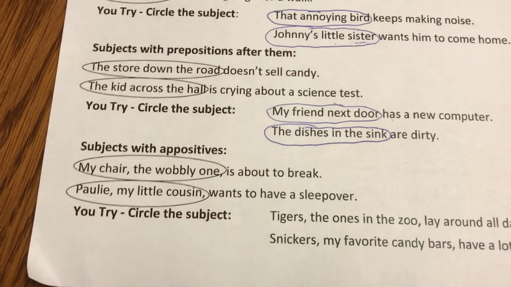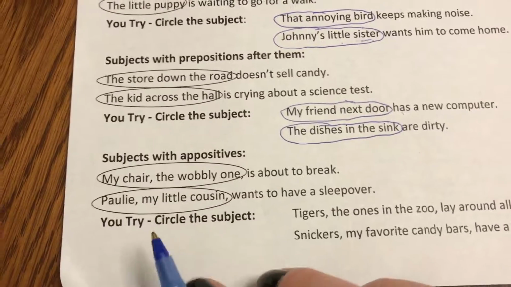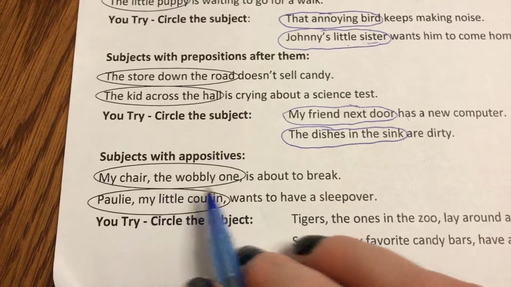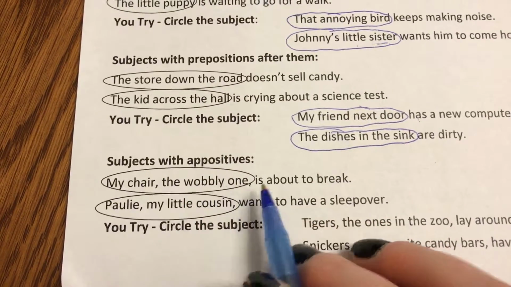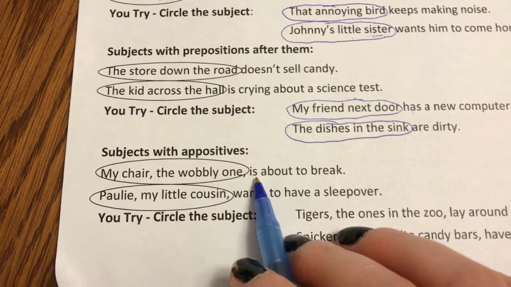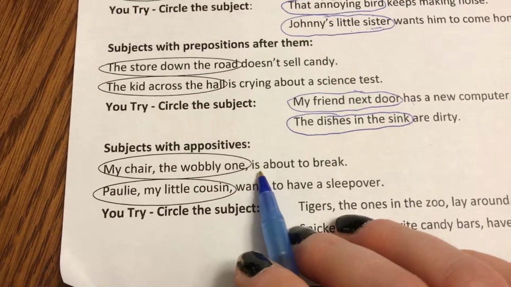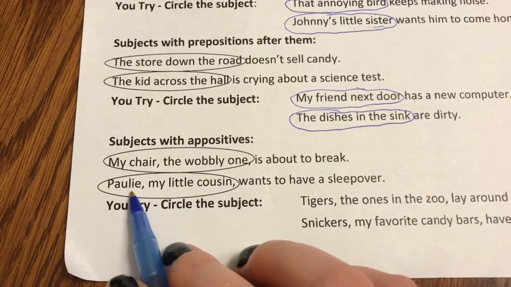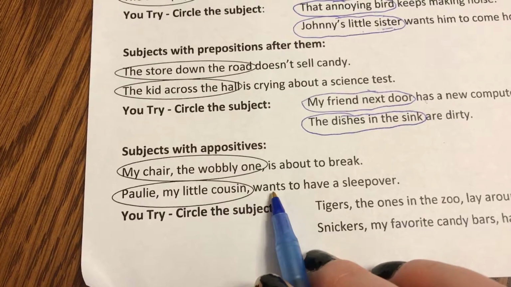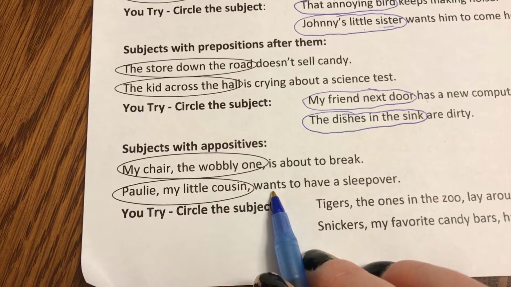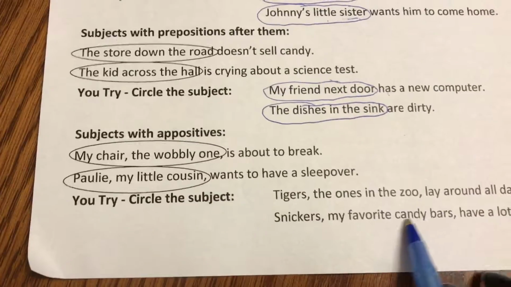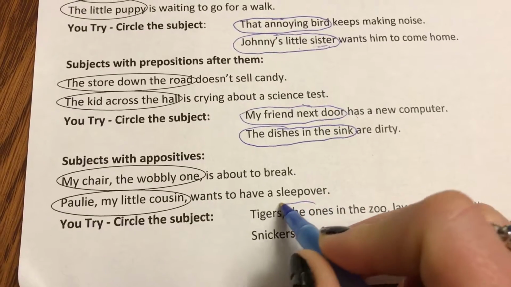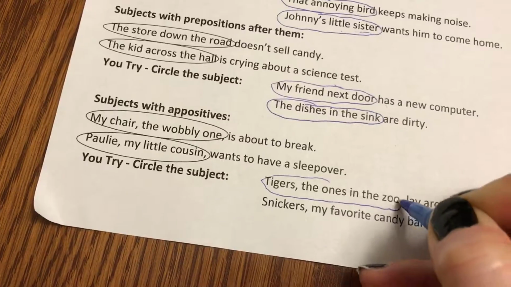All right, and now sometimes subjects have appositives. So my chair, the wobbly one, is about to break. What is about to break? My chair, the wobbly one. That's all part of the subject. Is the first verb, so that's the beginning of the predicate. Polly, my little cousin, there's the main noun, the subject with the appositive. Wants is the first verb, so that's the beginning of the predicate. Tigers, the ones in the zoo, lay around all day. There's your first verb. So the subject with an appositive should be circled.